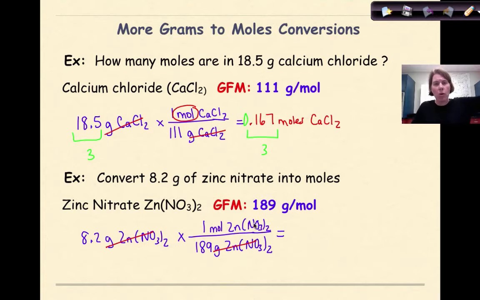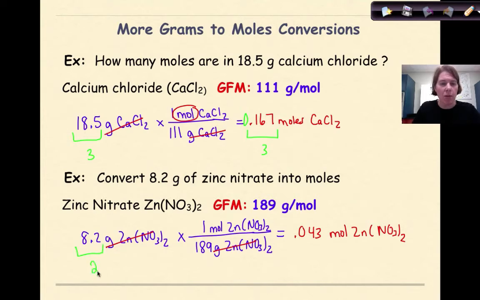You should always be able to cancel down and to the right. 8.2 times 1 divided by 189 will give me 0.043 moles of ZnNO32. One more time, how many significant figures am I starting with? In this case, I'm starting with 2. Therefore, when I put this into my calculator, I want to round to 2 significant figures. So this is not what shows up in my calculator when I do this. It tends to be a much bigger number. But again, I'm trying to be specific about this. 2 significant figures to start with, 2 significant figures to end with.